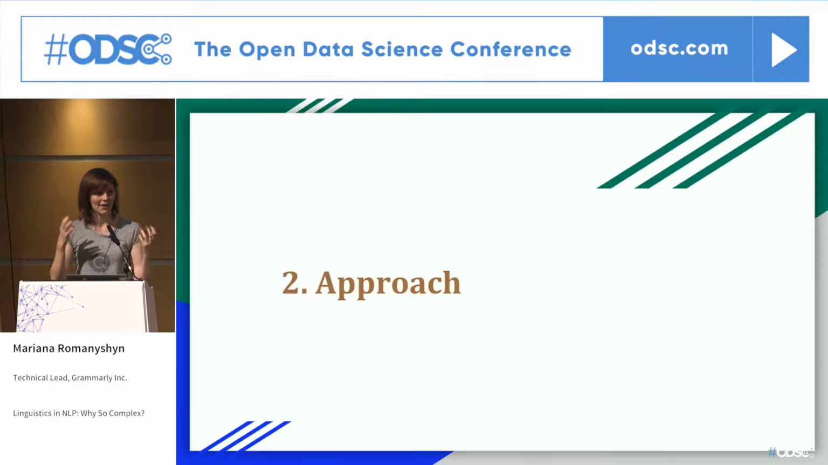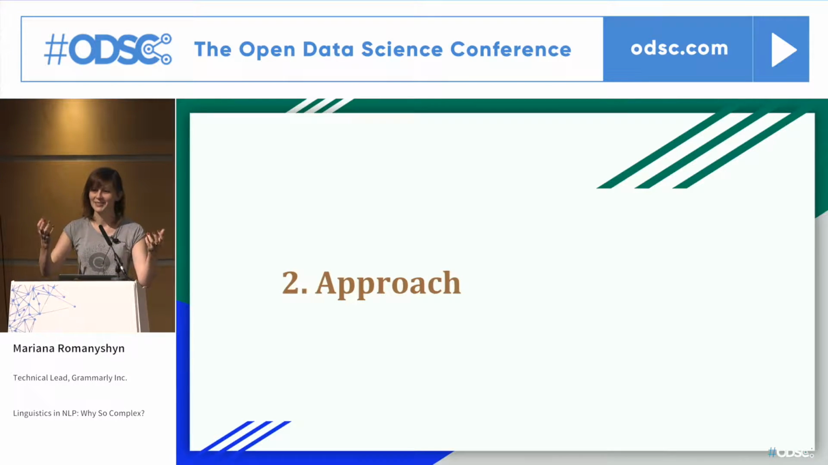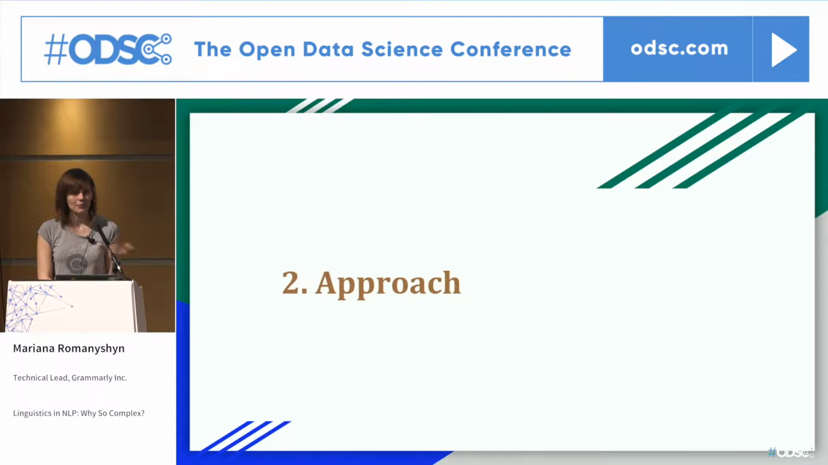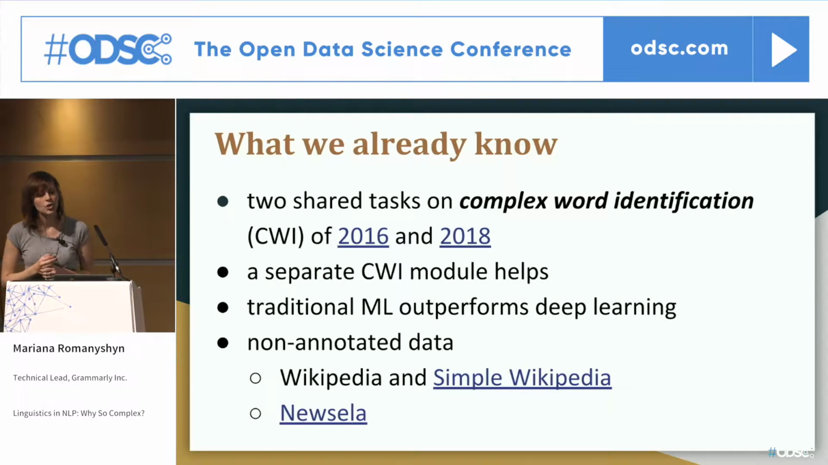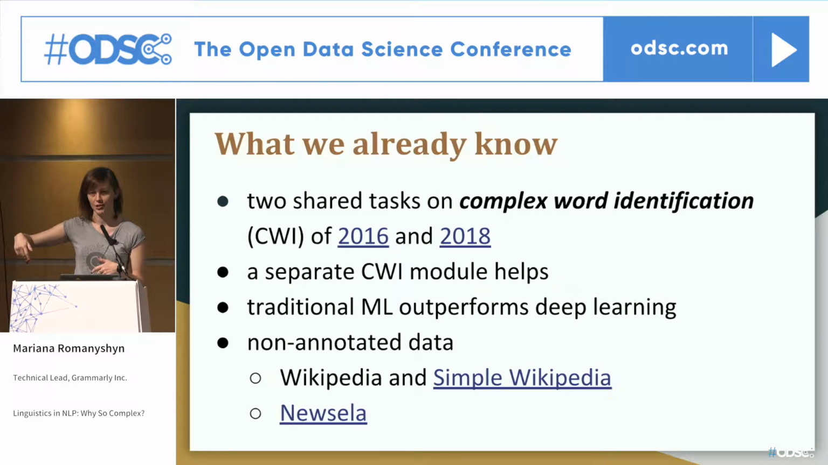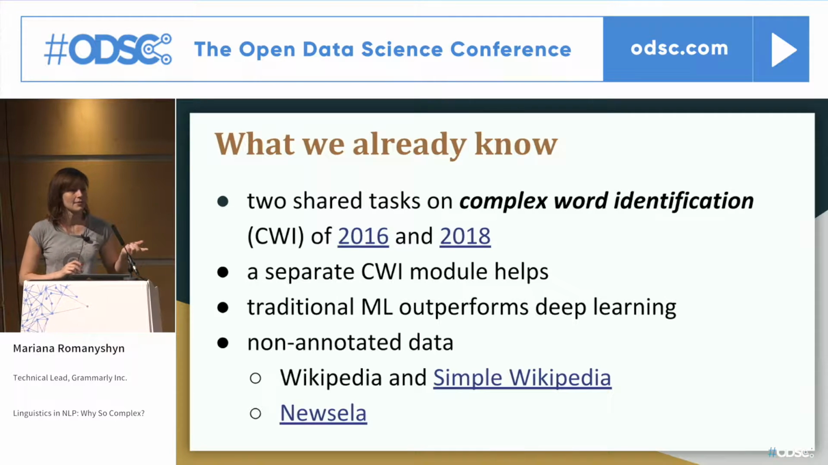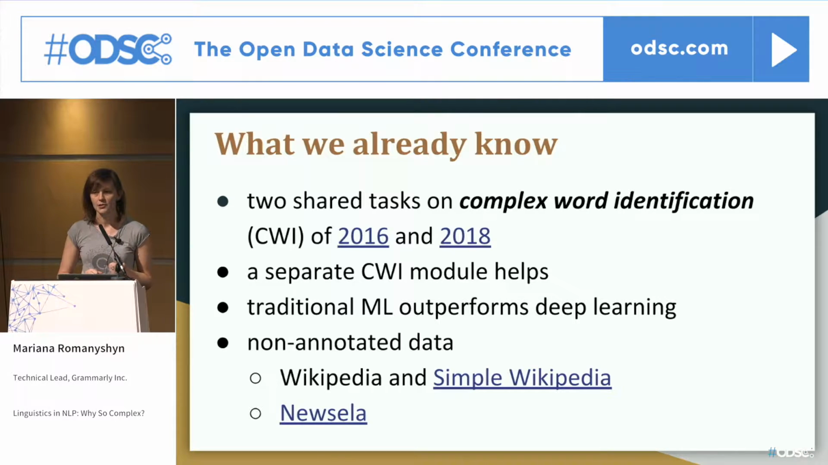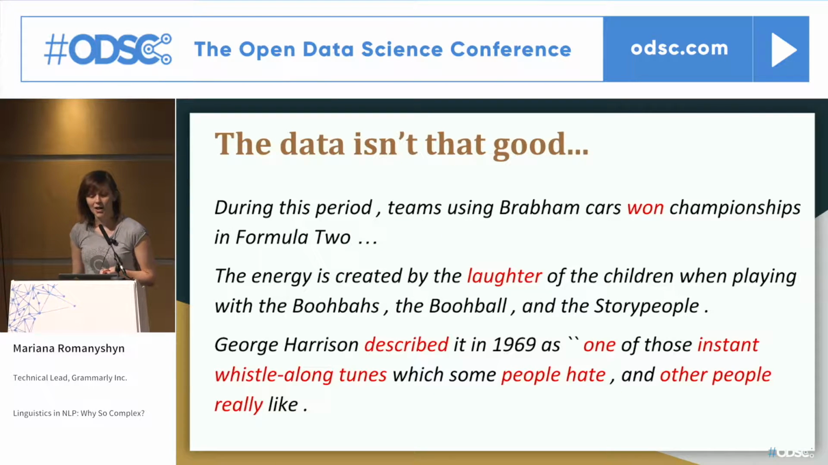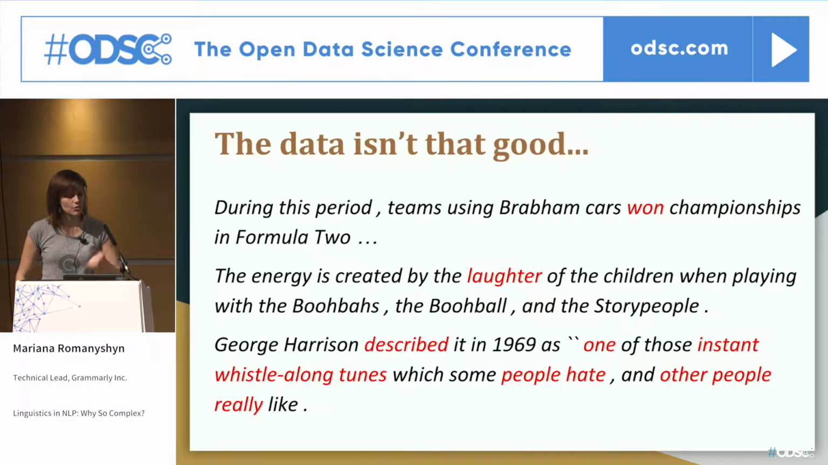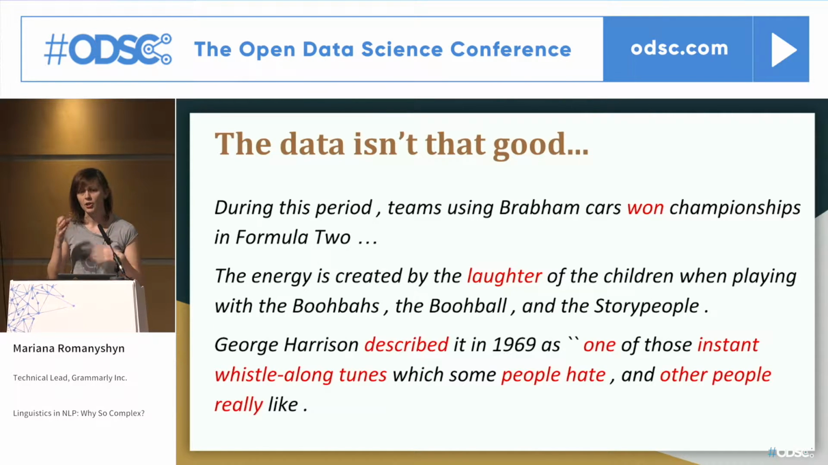So this was the motivation, and I hope that I gave you enough reason to believe that this task is important. Now let's see how we can approach it. What we already know is that there were 2 shared tasks on complex word identification. So not even simplification, but just how to identify complex words in the text. The one in 2016 released a data set which was of very bad quality. They annotated some Wikipedia and news articles with Amazon Mechanical Turk, and Turkers were supposed to mark some words as complex or non-complex. But if you look closely at that data set, you would see that words like one or laughter were marked as complex, which doesn't help the task.